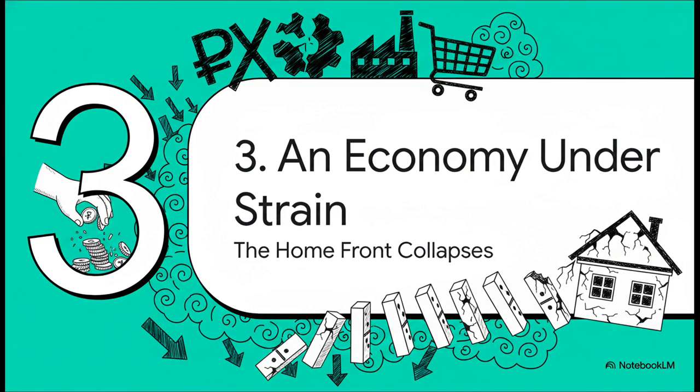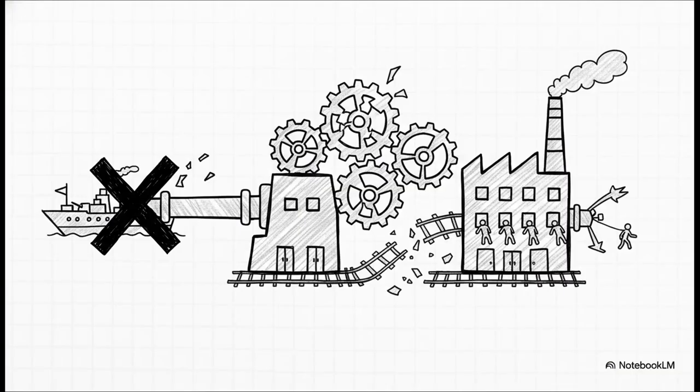Okay, so now for our third point, an economy under strain. The problems weren't just on the battlefield. Back at home, a different kind of disaster was unfolding. The war was putting huge pressure on Russia's economy, and it was starting to break. So, let's look at how this happened, step by step.